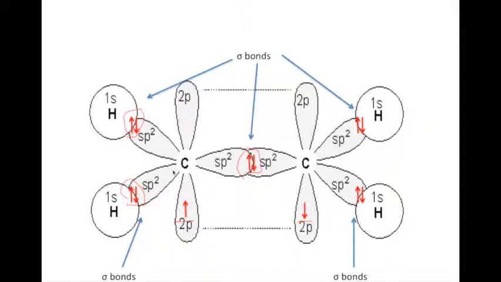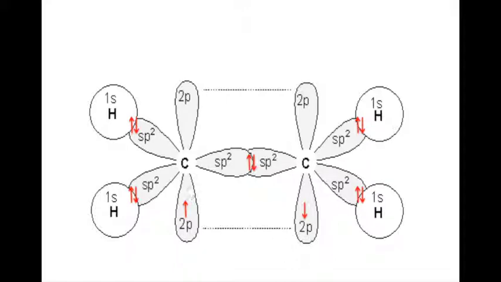They're all head-on bonds. But these, as we mentioned before, are 2p orbitals, each with 1 electron, and those are going to overlap. And again, this is what we call a pi bond. So our 2p orbitals are parallel to each other.